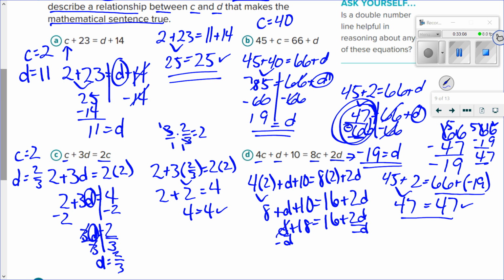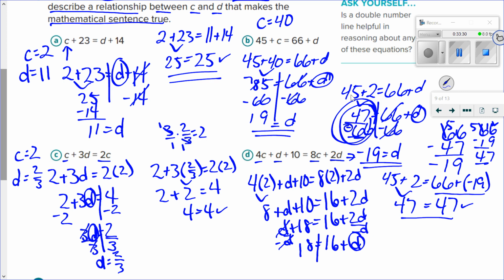But what has happened now, D minus D is still going to be 0. So I have 18 left on this side. But now I'm taking 2D and I'm subtracting D. So how many D's do I have left? I had 2 D's. I'm taking 1 away. So I have 1 D left, right?